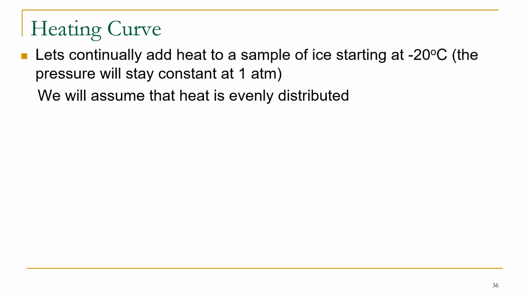All right, so let's start. Let's take a sample of ice starting at -20 degrees, and we're going to keep the pressure at 1 atmosphere throughout this whole thing. We're not going to change the pressure. And we're going to assume that heat's evenly distributed. And what will happen if I start adding heat to ice at -20 degrees? And again, make sure that the heat is evenly distributed.